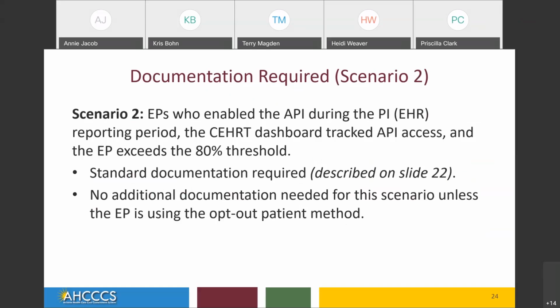Scenario 2. The definition for it is EPs who enabled the API during the PI reporting period, the Cert dashboard tracked API access, and the EP exceeds 80% threshold. The EP falling into the scenario needs to submit the standard documentation, which was described on slide 22, and no additional documentation is needed for this scenario unless the EP is using the opt-out patient method.